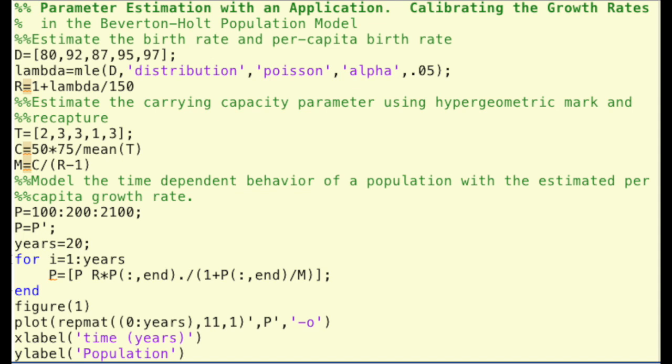Our final example is an applied example. We'll use parameter estimation for the Poisson distribution and then, using a mark and recapture method, the hypergeometric distribution, to calibrate parameters of a population model and use that model to make predictions. But we'll have to use experimental data to make those parameter calibrations first.